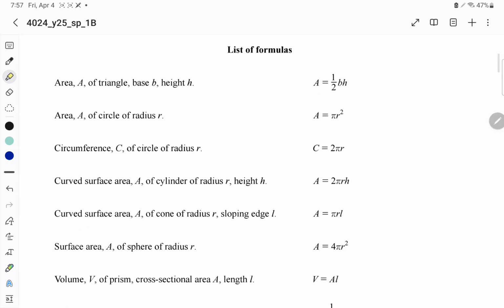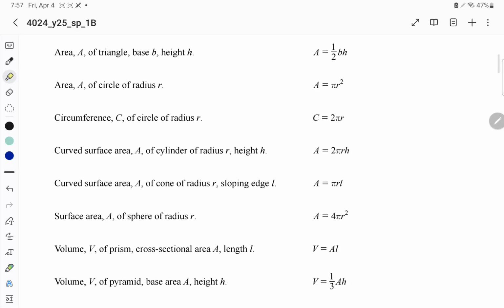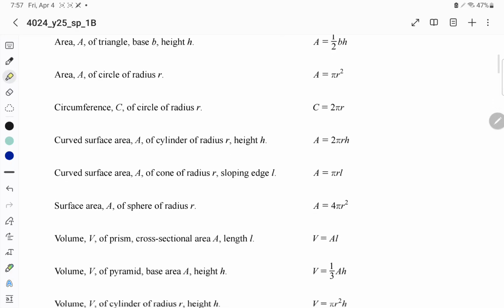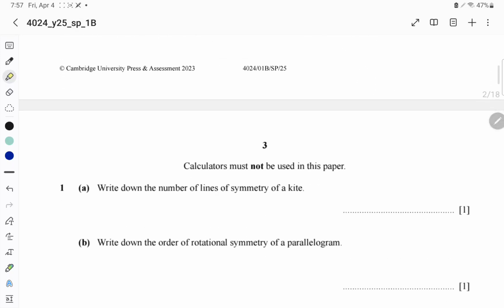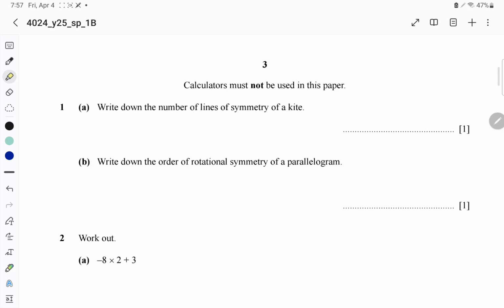A formula sheet will be given, as it was before in the other specimen paper. So you can take help from here. Calculators must not be used in the paper. Question number 1: write down the number of lines of symmetry of a kite.